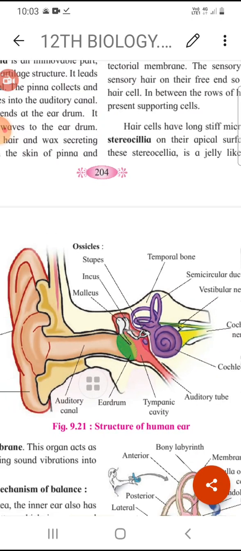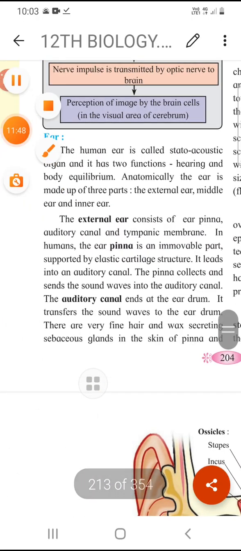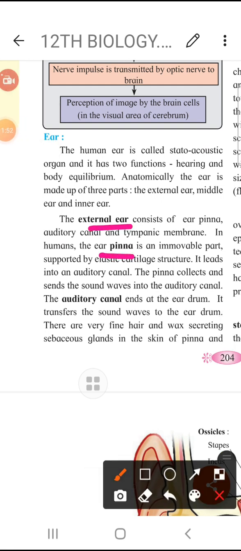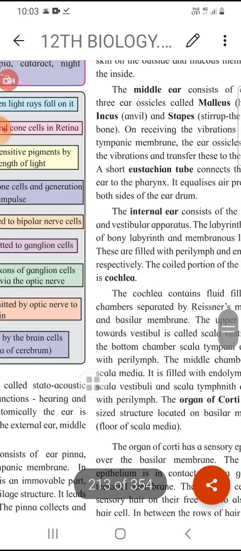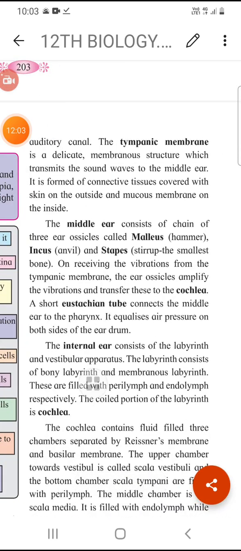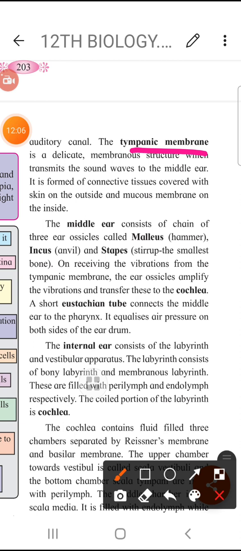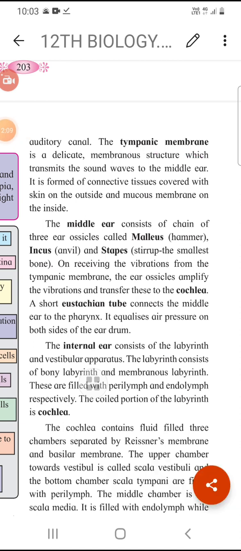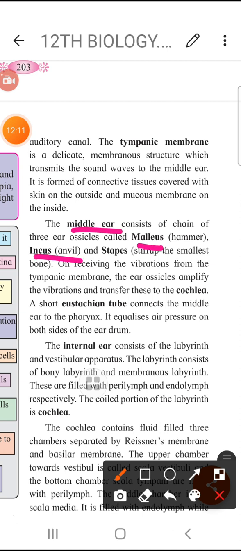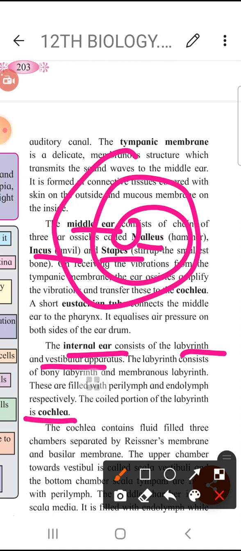Okay, so now we will just underline it. External ear formed of ear pinna, auditory canal and the eardrum. You call that as tympanic membrane. Okay, so you can read it. And middle ear is formed of malleus, incus and stapes. Internal ear labyrinth and vestibular. उसमें होता क्या है, कॉक्लिया जो राउंड स्ट्रक्चर दिखने में स्नेल जैसा है. Now how exactly the balancing happens? Okay, let's understand that.